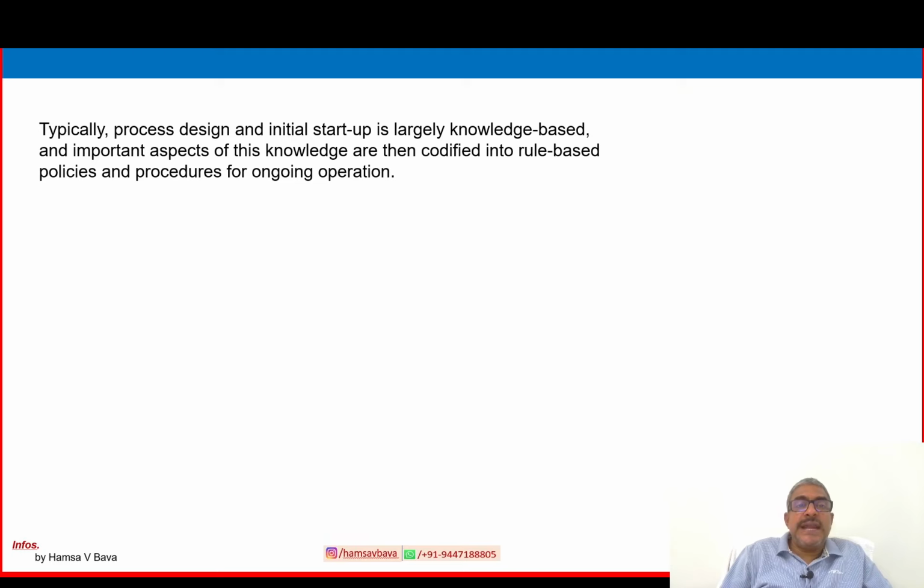Typically, process design and initial startup is largely knowledge based, and important aspects of this knowledge are then codified into rule based policies and procedures for ongoing operation. See, the initial design and startup is knowledge based, but the continuous, regular operation and maintenance is procedure based. So that is rule based behavior.